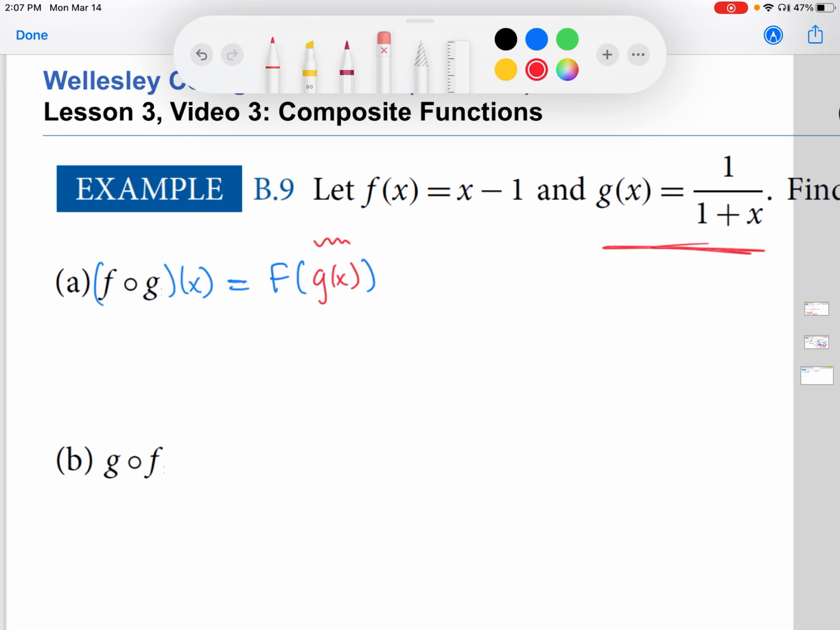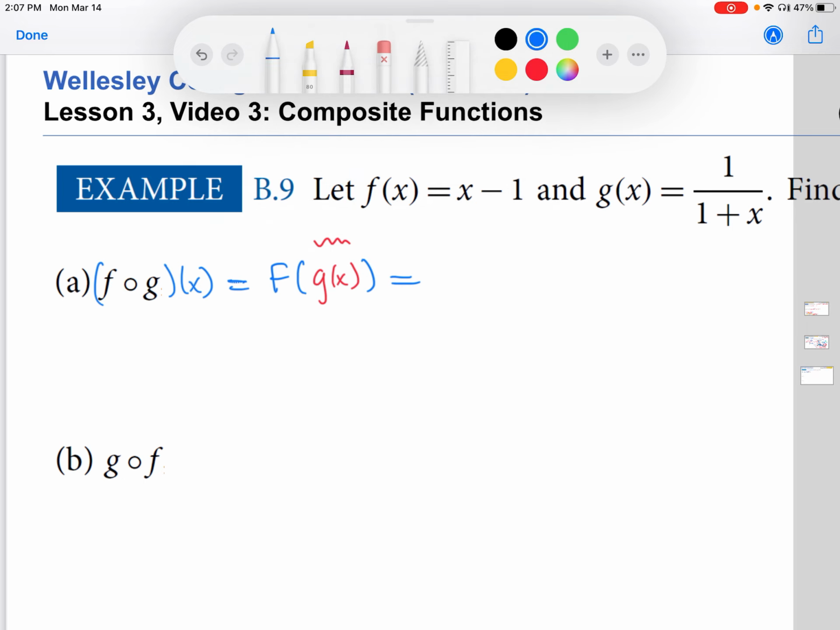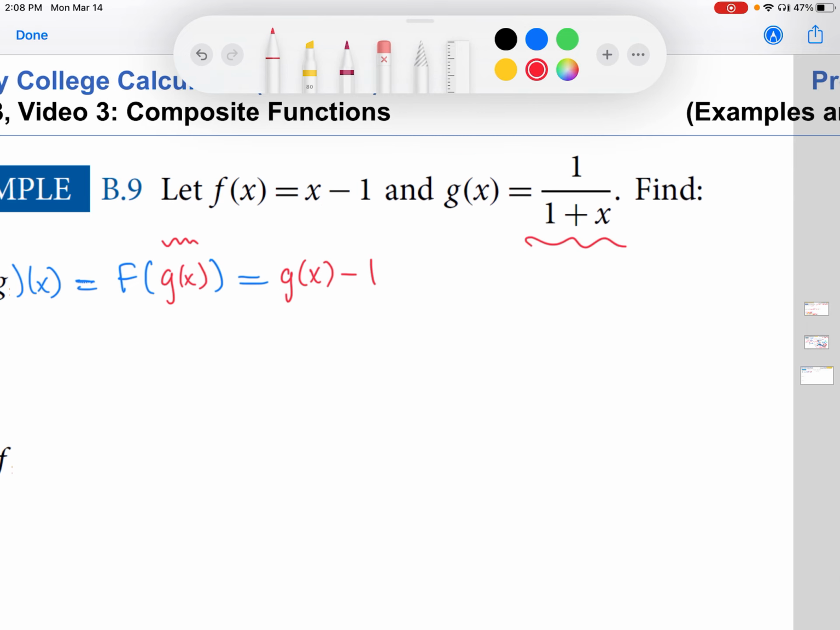Okay. So what's going on with f of x here? Let's look at f of x. F of x is literally x minus 1. So if instead I'm looking at f of g of x, right, then everywhere I see an x up here, let me use this in red, I'm going to put g of x. Over here, g of x. Okay, so f of g of x is g of x minus 1. Right, and then I go over here and I say, oh, what is g of x? G of x is 1 over 1 plus x. So 1 over 1 plus x minus 1.